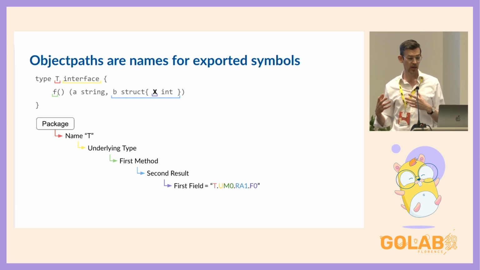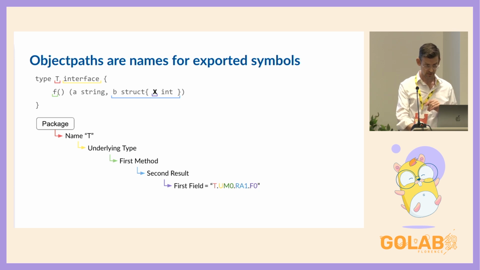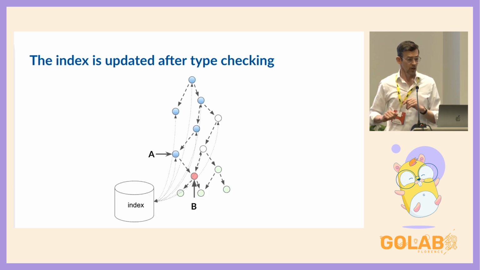I don't expect you to memorize that. The point is simply that an object path is a stable name for a symbol relative to its package. And unlike pointers, these names retain their meaning when they're passed between processes through the file system, for example. So these names are fit to be saved in a persistent index. I'm going to skip the next detail just to save time.